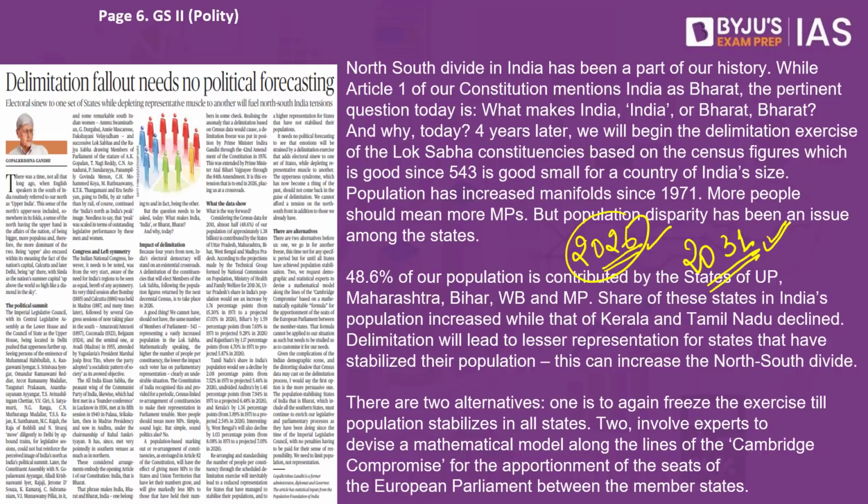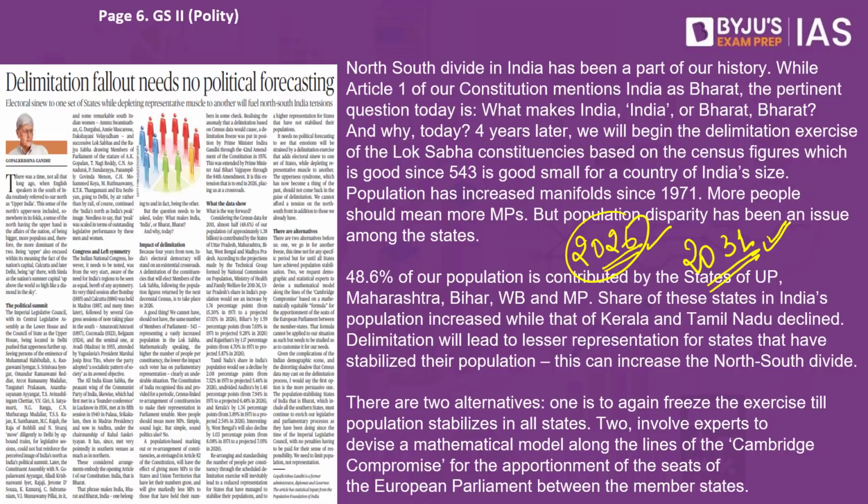And if we go ahead with the delimitation in the current pattern, this would increase the divide even further because we would be punishing the southern states for controlling their population. We would be punishing the southern states who made special efforts to stabilize their population. On the other hand, the northern states such as UP, Bihar, Madhya Pradesh, Rajasthan, although they did not take steps to control their population growth, would still be rewarded for this. And that is why we need to have a good plan of how to go about the delimitation.